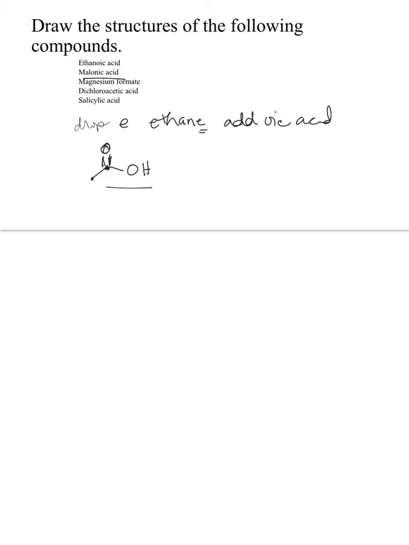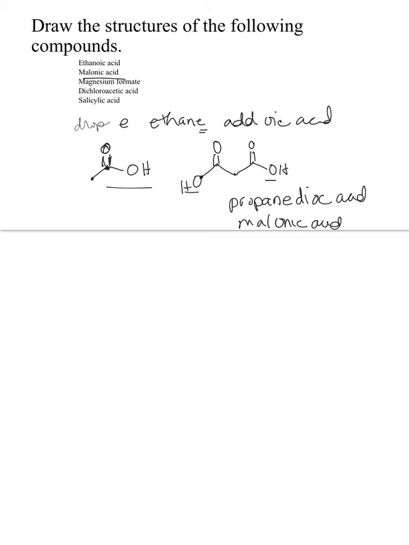You do have a lot of common names, and you can look these up. Malonic acid is the same as this compound here. So this would be propane, drop the E, or I guess keep the E, dioic acid, because there's 2 of them. And that's also malonic acid. You'll need to know this structure because there's a malonic acid synthesis reaction in chapter 22.